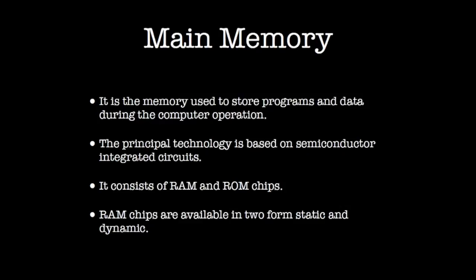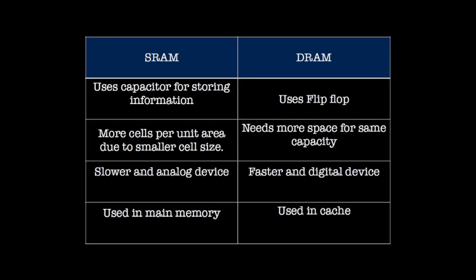Next comes the main memory. It is a memory used to store programs and data during the computer operation. It consists of RAM and ROM chips, and there are 2 types of RAM, which are SRAM and DRAM. SRAM uses capacitors for storing information, whereas DRAM uses flip-flops. SRAM is slower and an analog device, whereas DRAM is faster and a digital device. SRAM is used in main memory, whereas DRAM is used in cache.